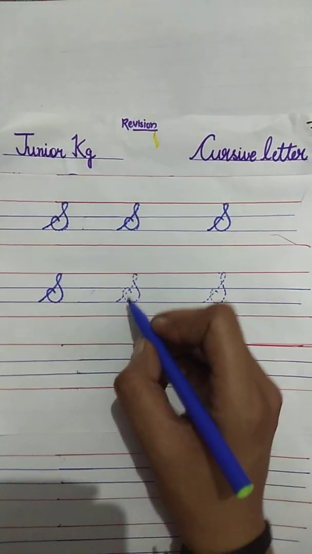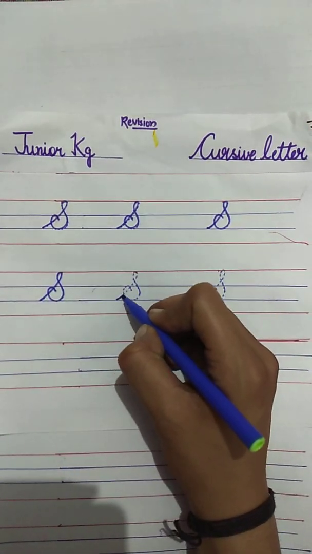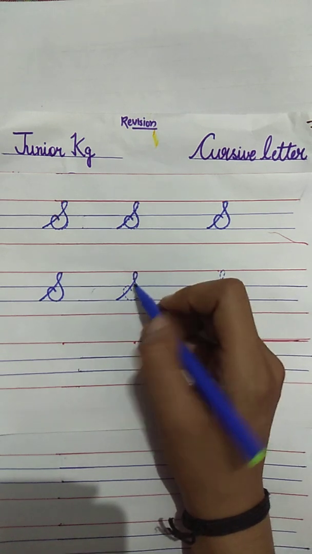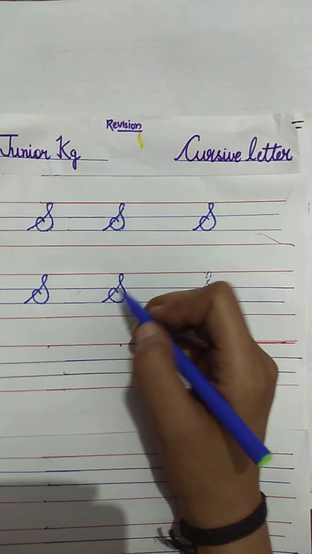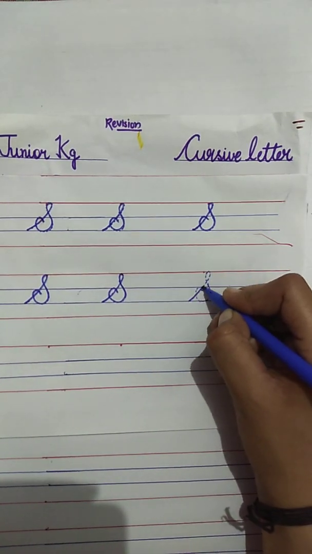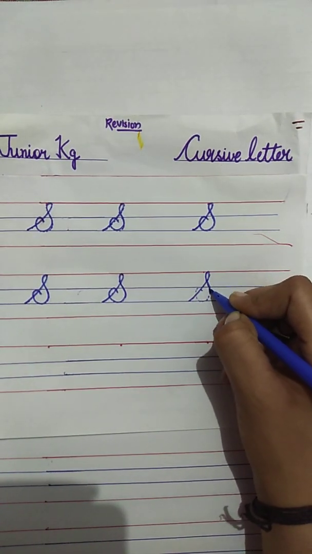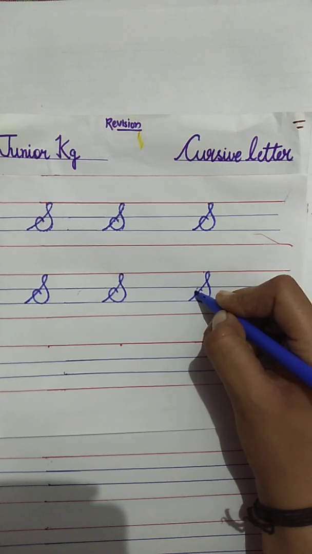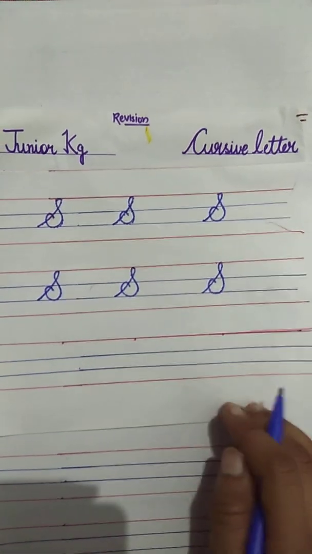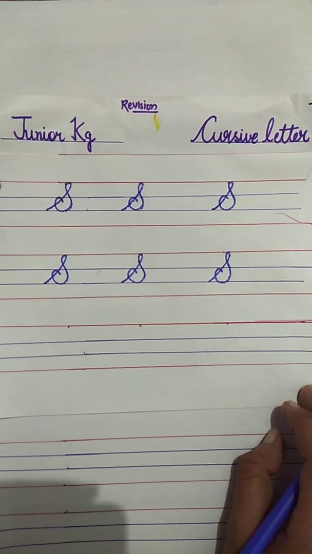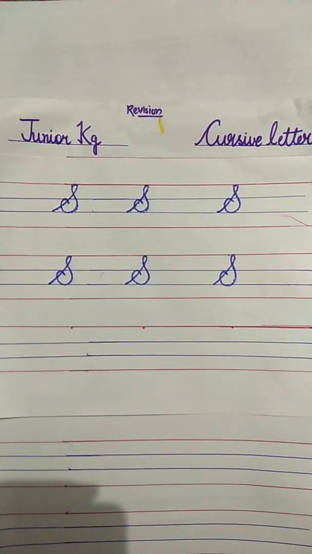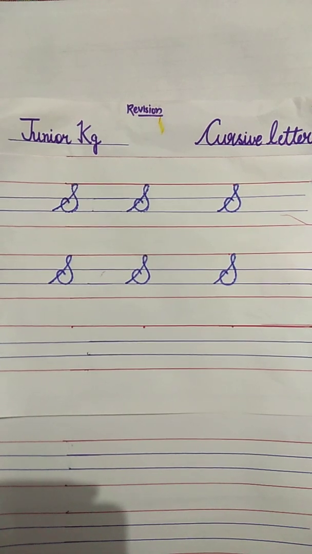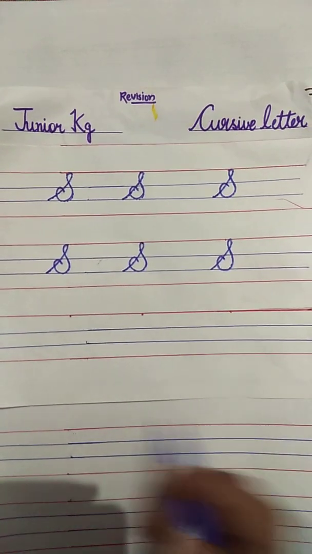See here. Draw a slanting line, a loop, a semicircle, and a curve. Again, slanting line, a loop, a semicircle, and a curve. S for sailor. Now see here. Here you have to draw letter S without tracing. यहाँ आपको dots given नहीं है, then आपको without tracing letter S लिखना है.